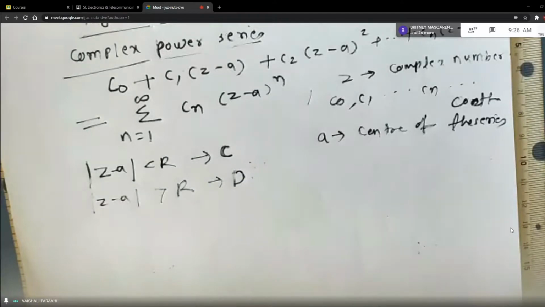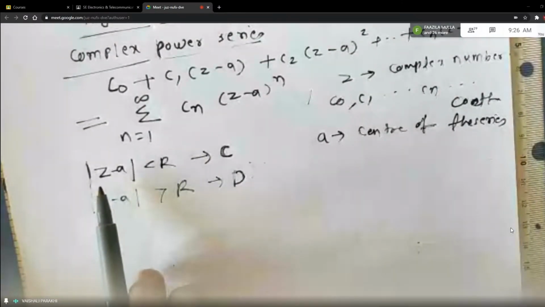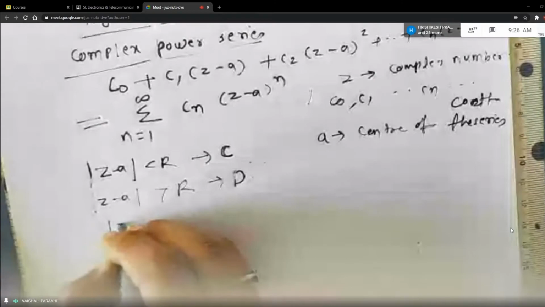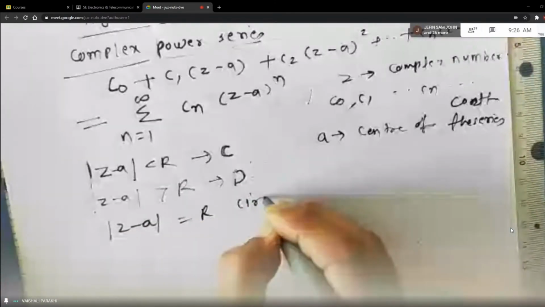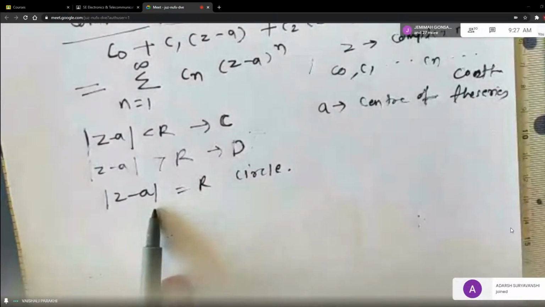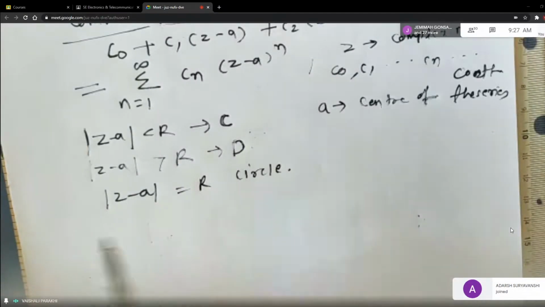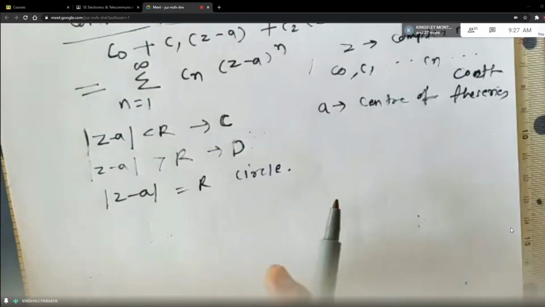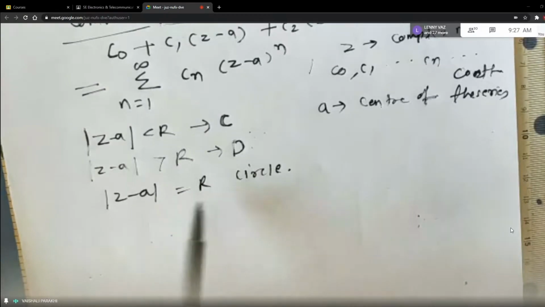Now see students, suppose there is a circle with center A and radius R. Then the power series is convergent for all the points which are inside the circle, because mod of Z minus A equal to R is a circle, right? So the series is convergent at all points inside this circle, and it is divergent at all points outside the circle, and it may be convergent or divergent at the points on the circle. So this is called the circle of convergence, and capital R is called the radius of convergence.